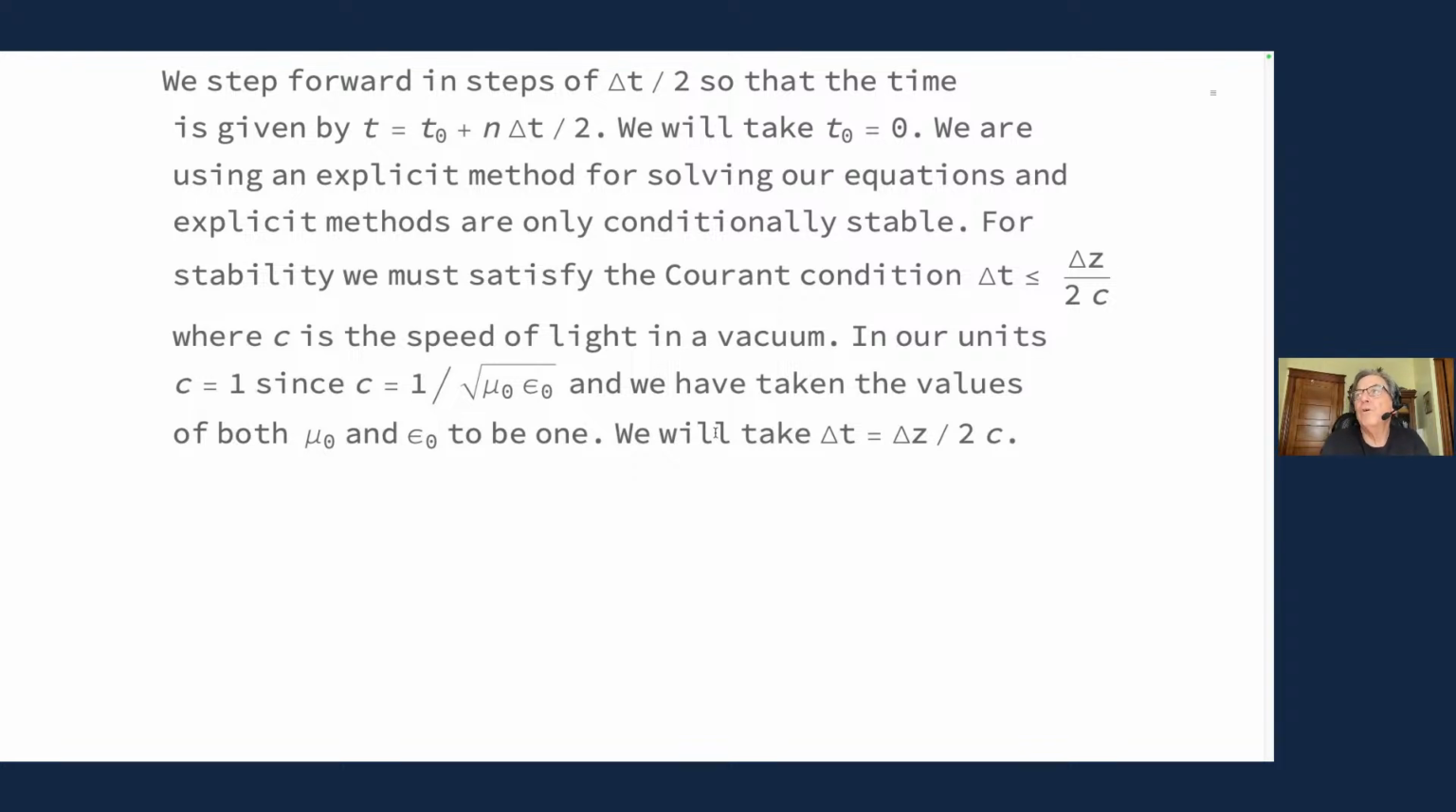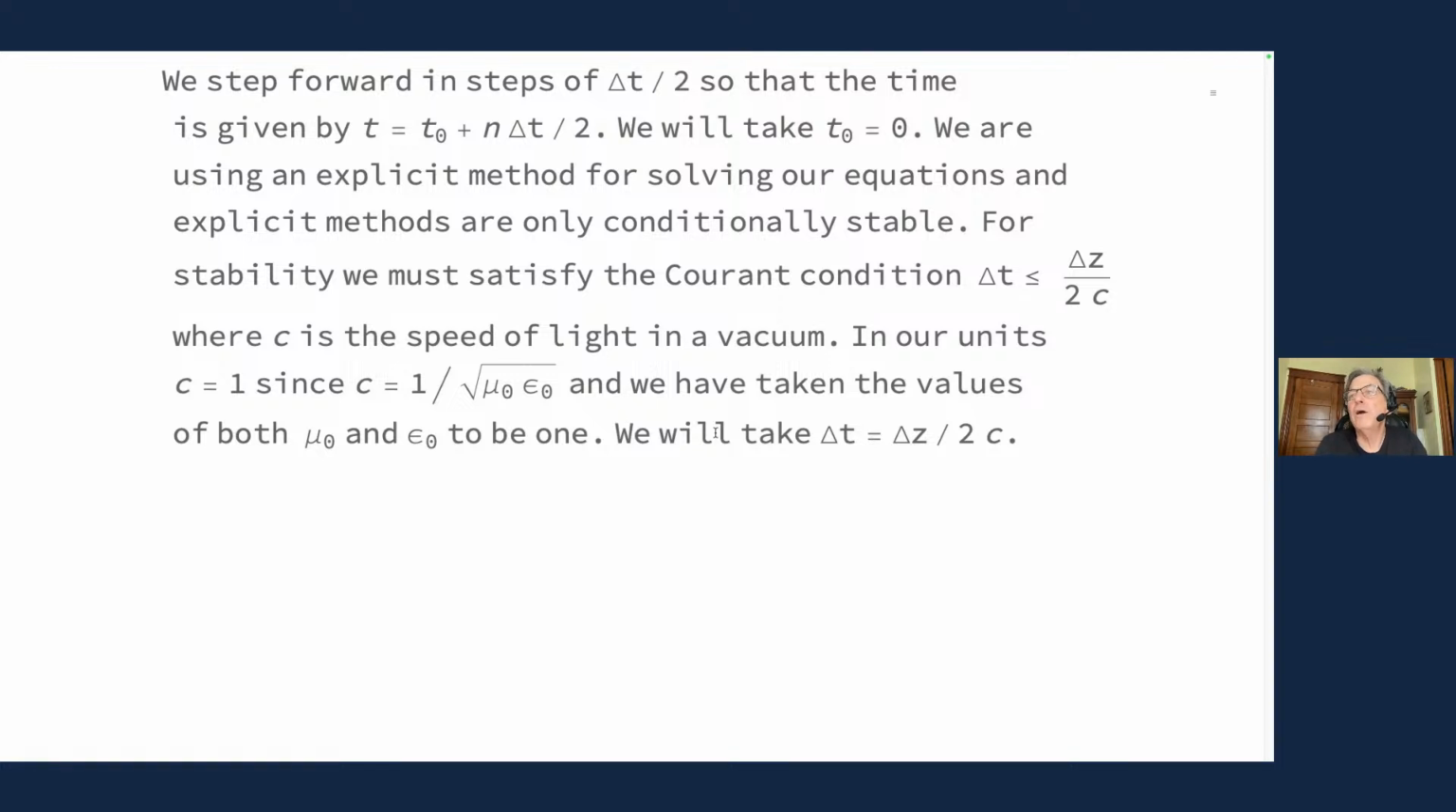So I'll step forward in steps of delta t over 2. I'll pick t naught to be 0, so time is n delta t over 2. We're going to use an explicit method for solving the equations, and explicit methods are only conditionally stable. So we have to be careful that we satisfy the Courant condition and take our time steps less than or equal to delta z over 2c.